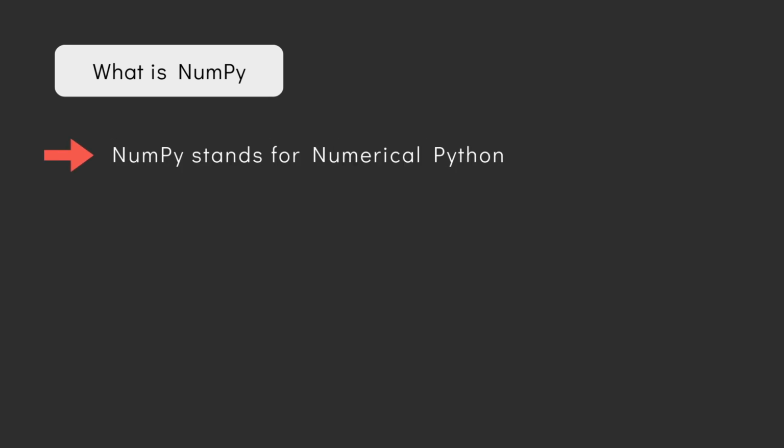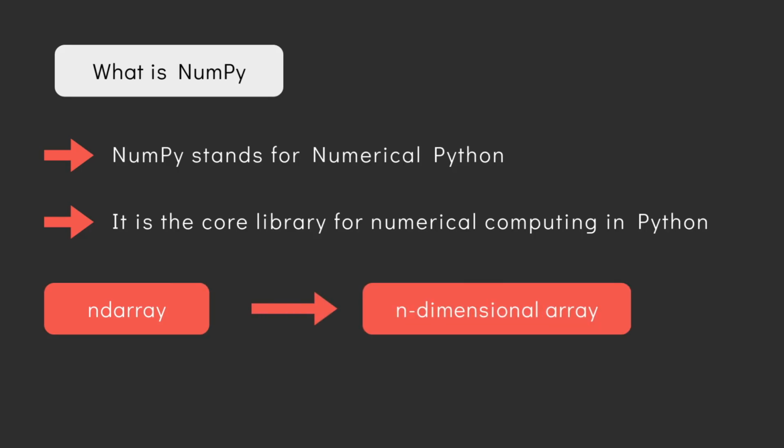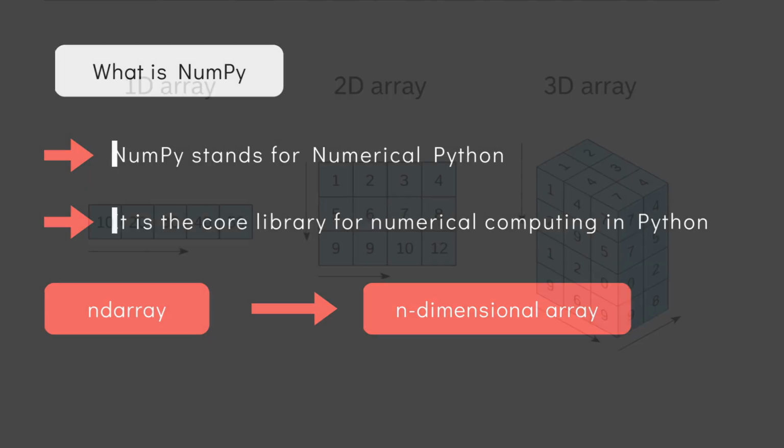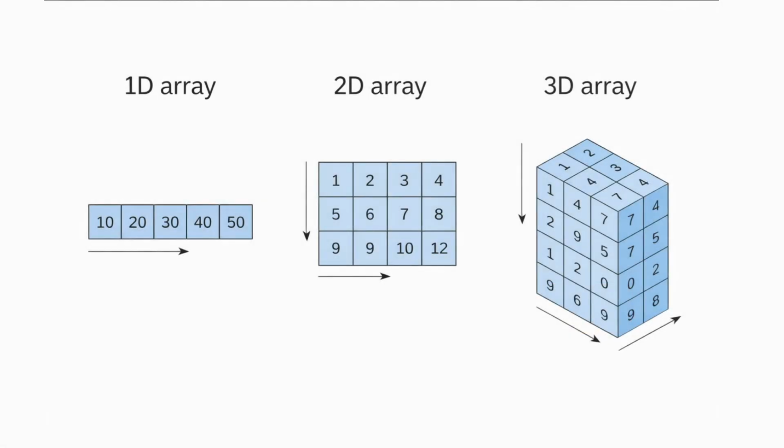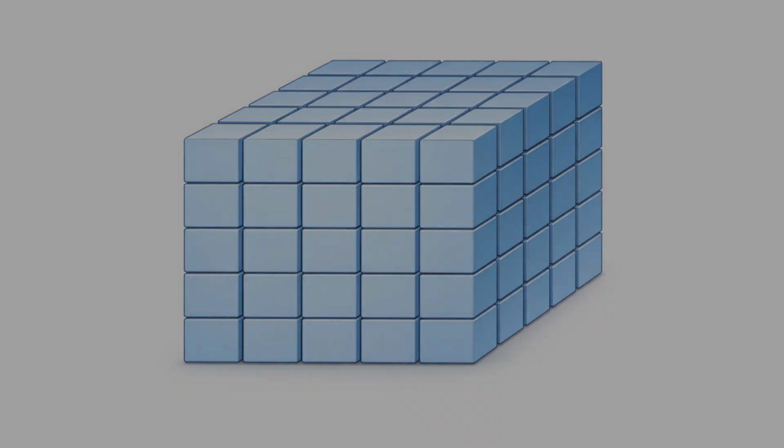NumPy stands for Numerical Python. It is the core library for numerical computing in Python. At the center of NumPy is one main object, ndarray, which means n-dimensional array. This array can represent different types of data depending on its dimensions. 1D data like a simple list of numbers, 2D data like a table with rows and columns, 3D data like an image with height, width and color channels. Even higher dimensions used in machine learning for batches of data or complex data sets.